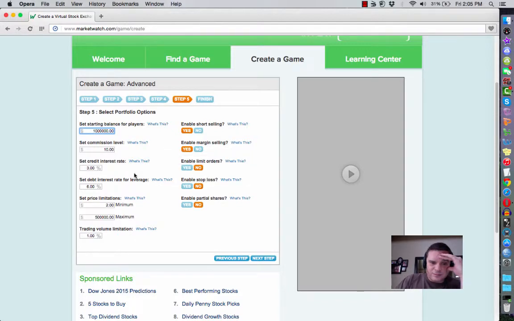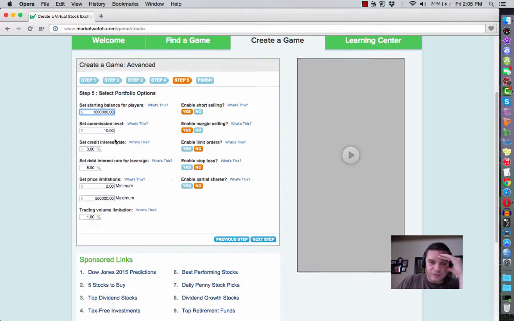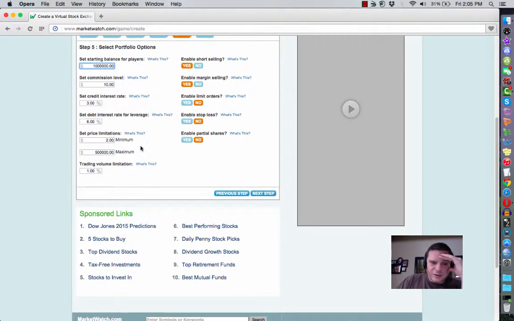Although that makes the commission almost negligible, so students might be tempted to make all kinds of trades, but it's time consuming, so I kind of doubt they would do that. I'll leave the rest of these price limitations, $2 minimum. That means you can't buy or sell a stock that has a stock price less than $2.